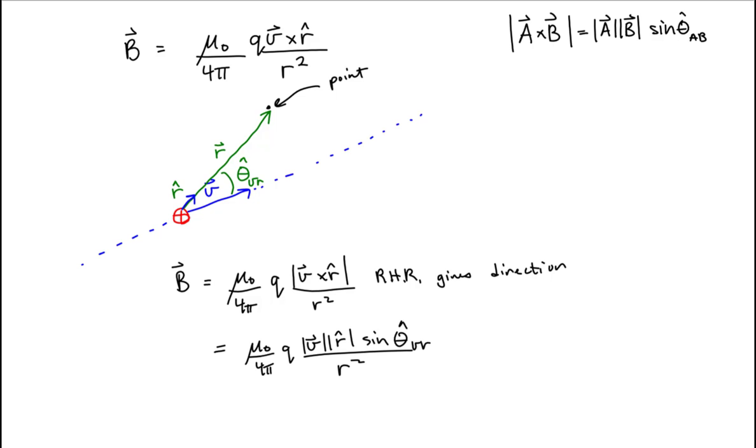Now remember, the magnitude of a unit vector is exactly equal to 1. So we could say that this is mu naught over 4 pi q v sine of the reference angle between the velocity and the relative position vector, over r squared, where remember, v is just corresponding to the magnitude of our velocity. And this expression gives us the magnitude of our magnetic field.